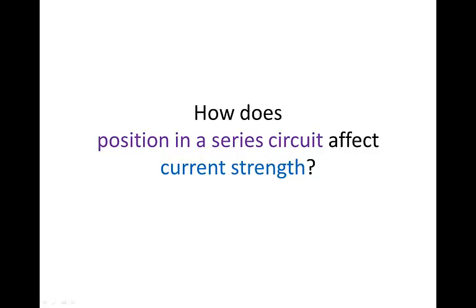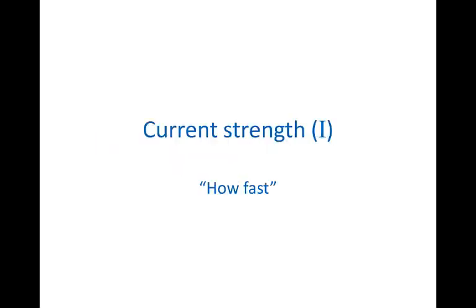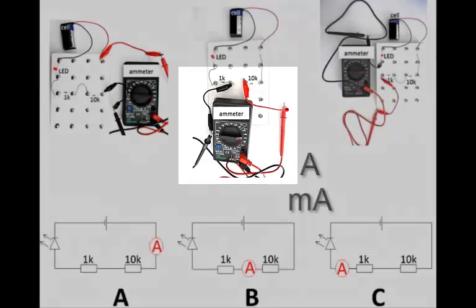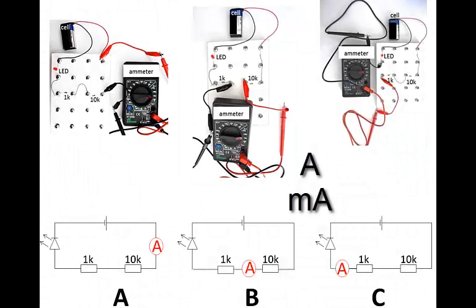How does position in a series circuit affect current strength? Current strength refers to how quickly the electric charges are flowing, how many groups of charges flow past a point in a second. We measure current strength with an ammeter, which we connect in series, and it gives its reading in amps or milliamps. To answer this question, here we have 3 circuits.